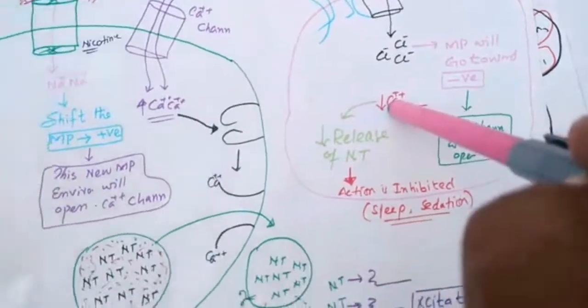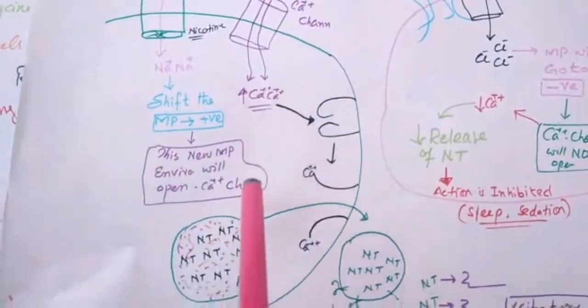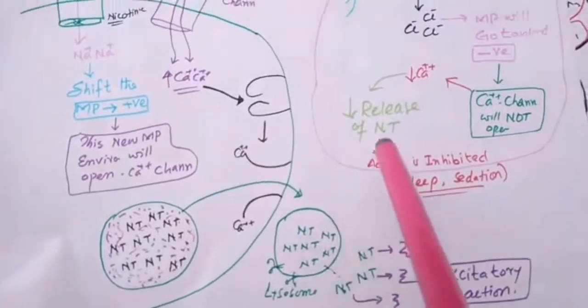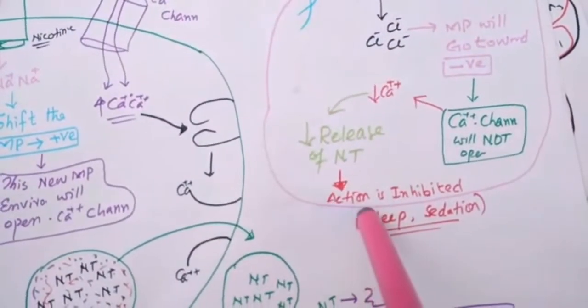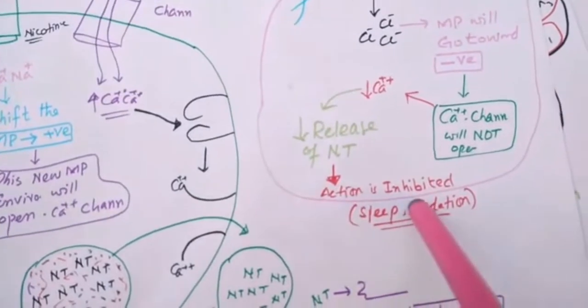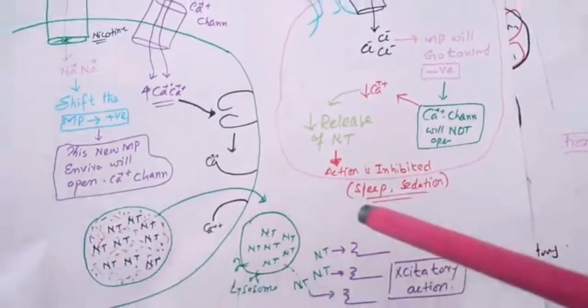When calcium level decreases, there is decreased release of neurotransmitter. Increased calcium, increased release of neurotransmitter. Now this is decreased calcium, decreased neurotransmitter, and the action is inhibited. This is sleep, sedation, drowsiness. This is the mechanism of the ion channel.